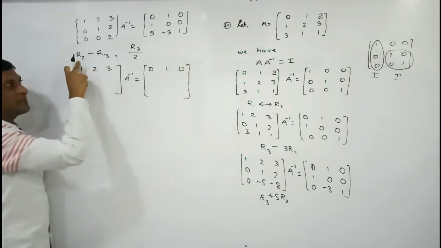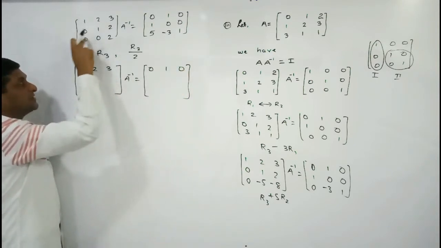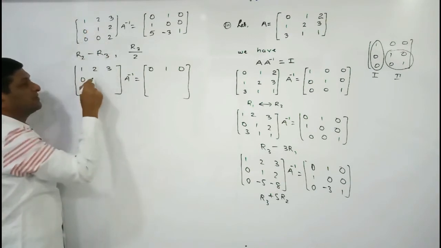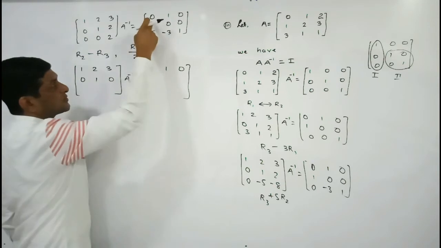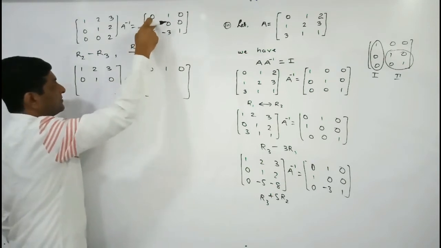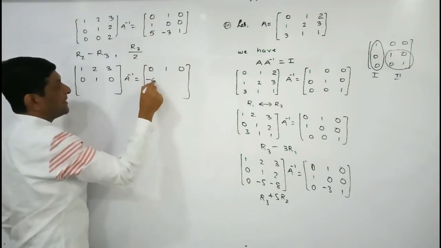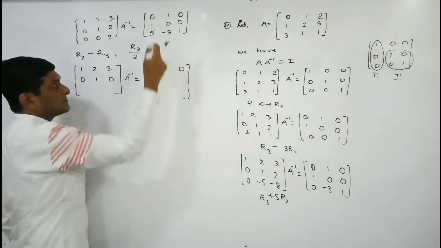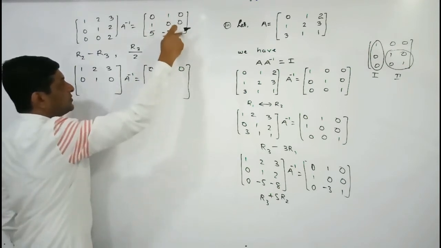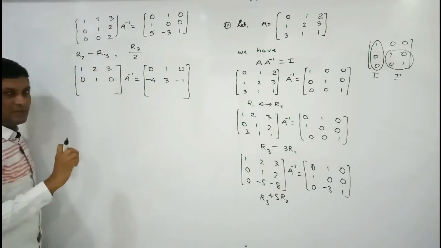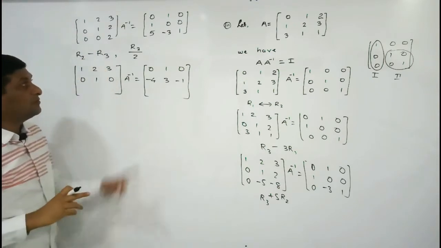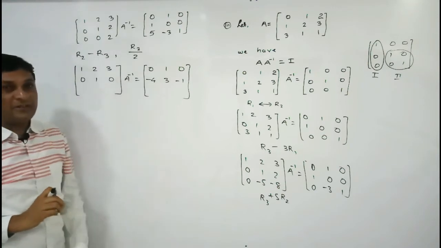First perform this operation on R2. R2 minus R3. 0 minus 0 is 0. 1 minus 0 is 1 and 2 minus 2 will be equal to 0. On this side also R2 minus R3, means 1 minus 5 is minus 4. 0 minus 0, minus minus means plus 3, and 0 minus 1 will be equal to minus 1. We have performed this operation on the elements of what? R2. Now we are dividing the element of R3 by 2.